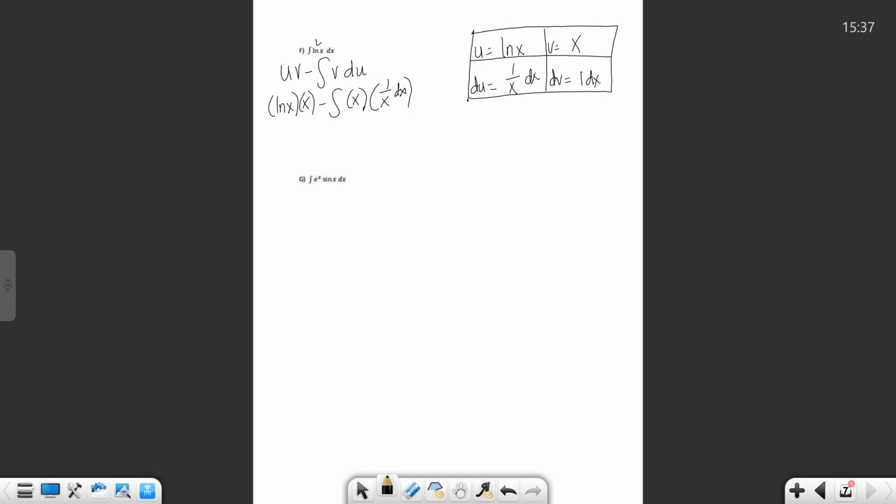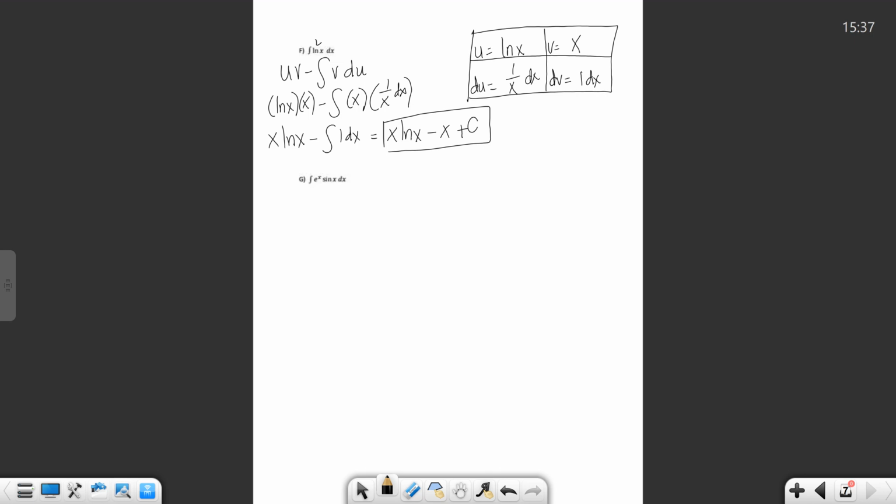So that's x times the natural log of x minus the integral of x times 1 over x dx. What happens with that? They cancel, so it's just the integral of 1 dx. So this is x natural log of x minus the integral of 1 dx, which is just x, plus c.